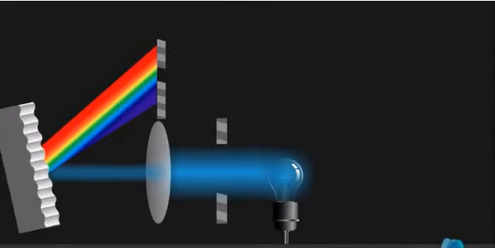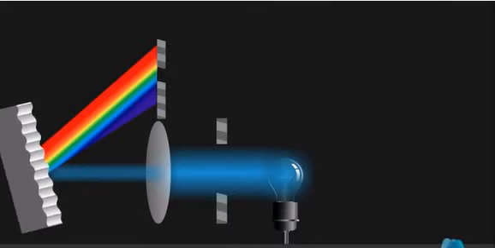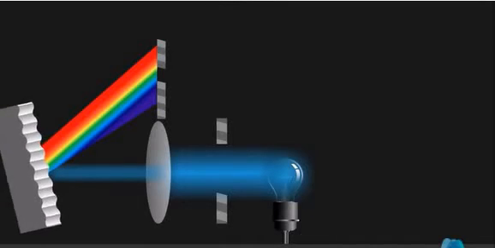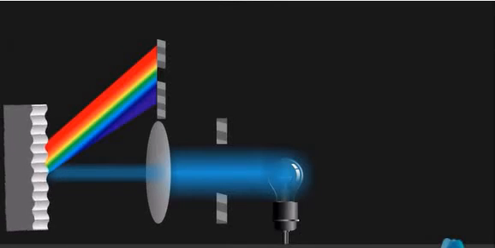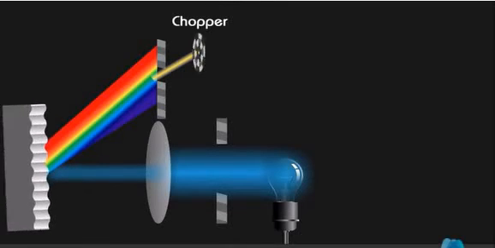If we are not using a grating, then we have to use a prism. A prism is also doing the same thing. The main work of a prism or grating is that it will convert the radiation into 7 parts, which is VIBGYOR. Now this VIBGYOR will go to the exit slit, and from the exit slit we can select the optimum radiation, and then this radiation will go through the chopper.